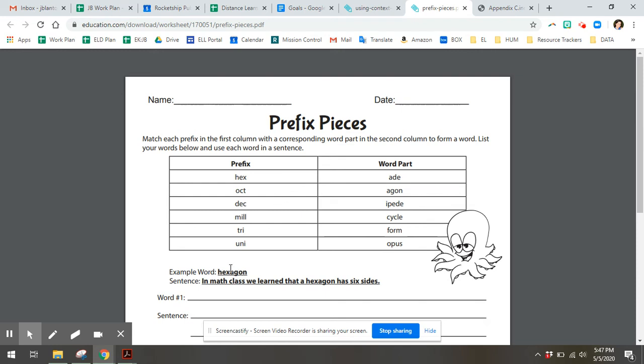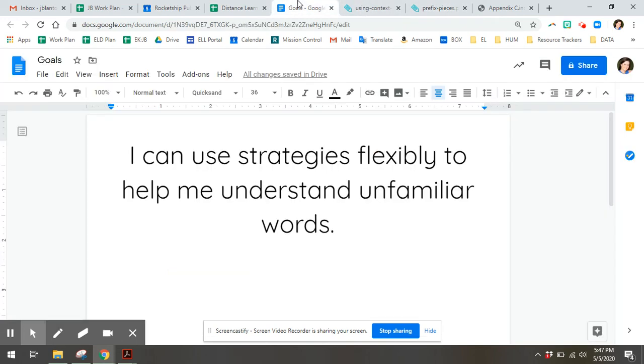One example of a prefix is hex, meaning six, and the word part is agon. And I know that this word root or word part refers to a shape. So when put together, I know this means a hexagon, or a shape with 6 sides. Knowing different strategies for reading unfamiliar words will be very helpful to students as they transition from learning how to read to reading to learn.